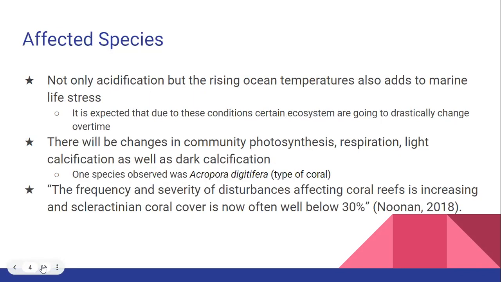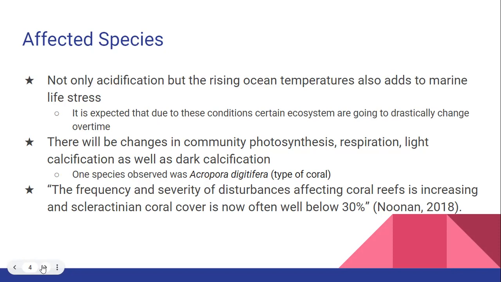Affected species. Not only acidification, but the rising ocean temperature as well adds to the stress of marine life. It is expected that due to these conditions, certain ecosystems will drastically change over time. It may take some time, but things will be different if something isn't done soon. There will be changes in community photosynthesis, respiration, light calcification, as well as dark calcification.